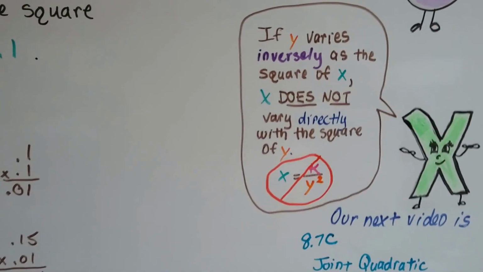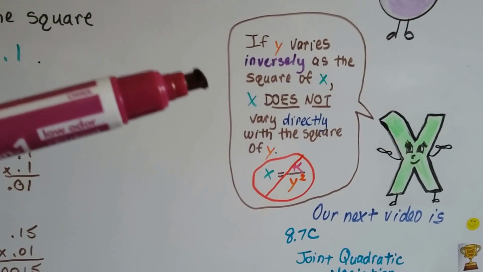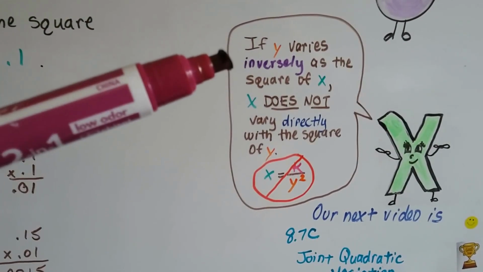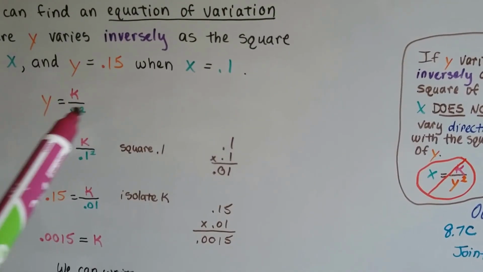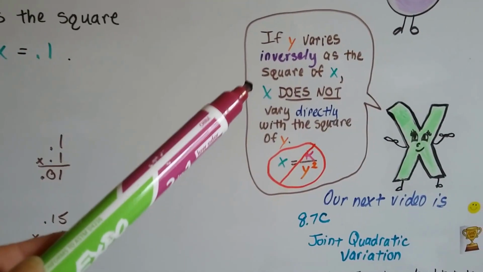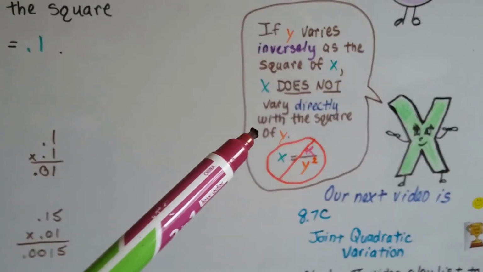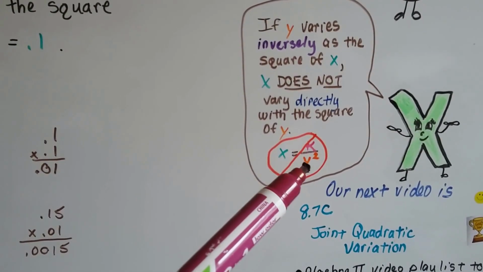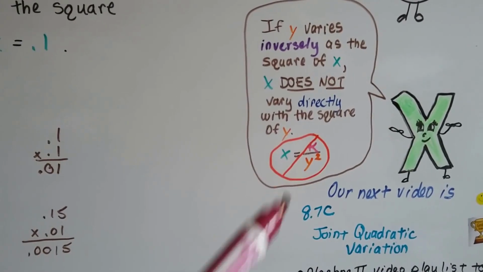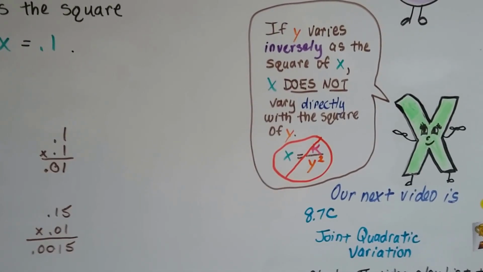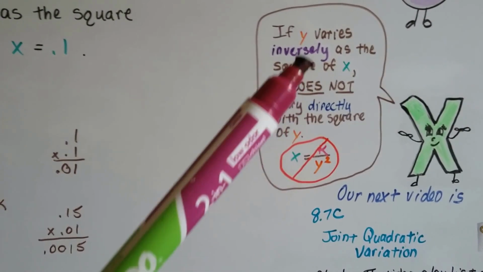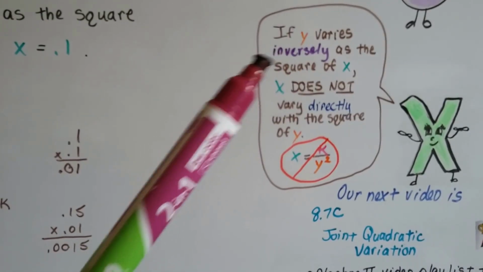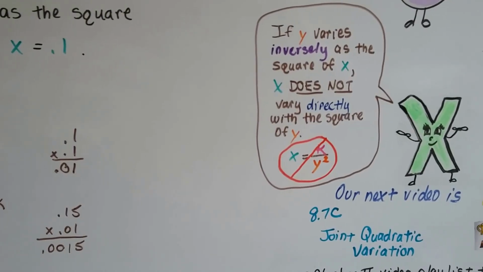See? Now here's the tricky part. It might get confusing, but if you look at this a couple times and go slow, it'll make sense. If y varies inversely as the square of x, okay? So if this y equals k divided by x squared, x does not vary directly with the square of y. So we can't say x equals k divided by y squared. That's a no-no, all right? We can't do that. So if that comes up in a test or on homework or anything, you know the answer is no. X does not vary directly, okay? We have y varying inversely as the square of x.